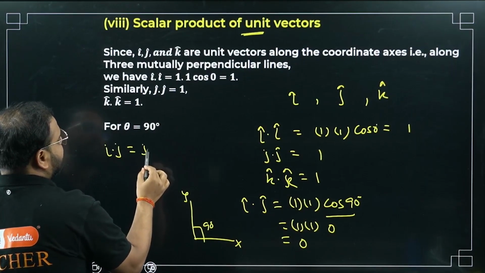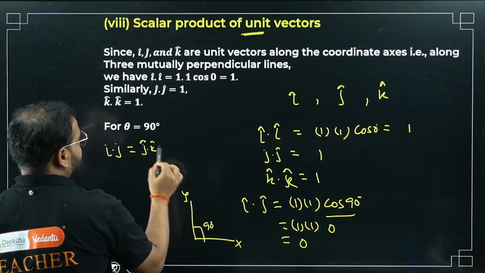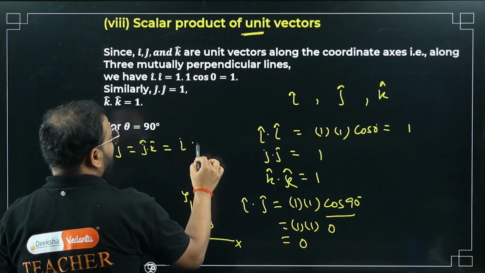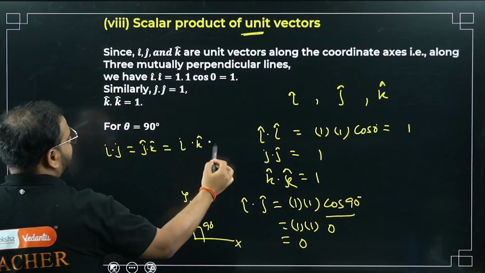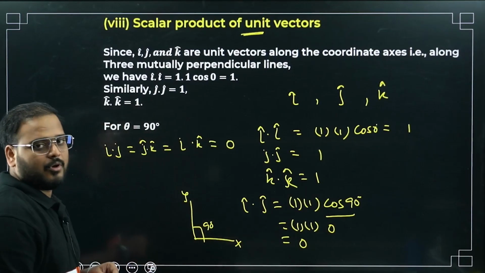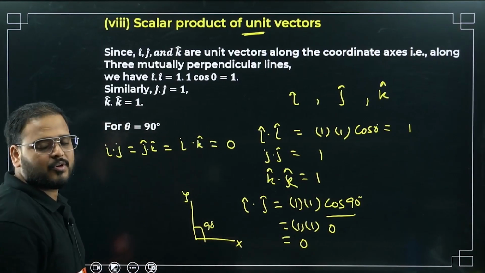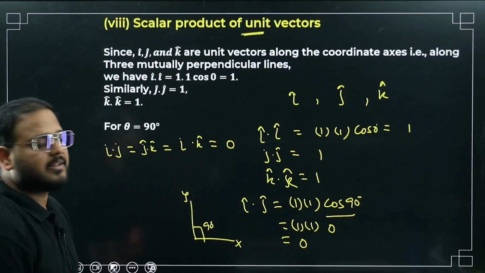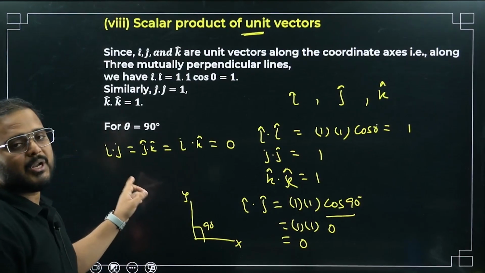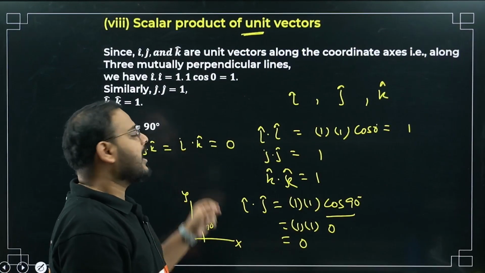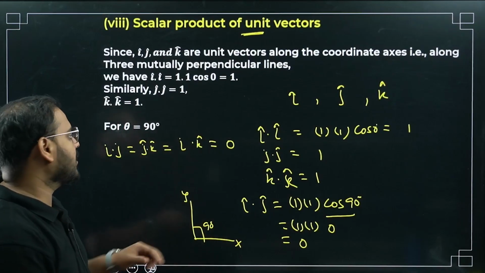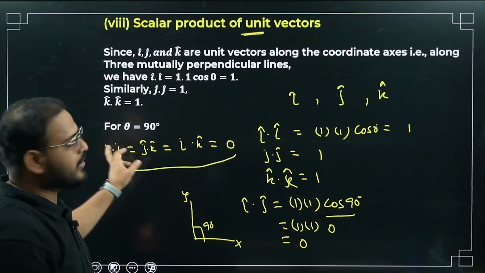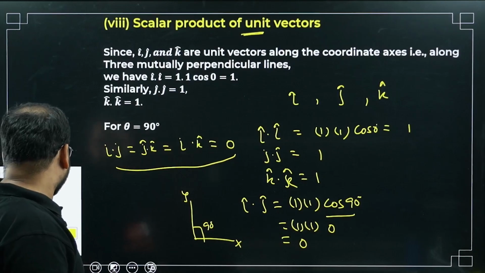So if you write i dot j, or j dot k, or i dot k, any way, if you write it, all of this answer will be always 0. How come so? Because of the angle. Because the angle is 90 degree. Since i cap, j cap are perpendicular, j cap, k cap are perpendicular, and i cap and k cap are perpendicular, result is always 0. Any combination. Just remember this.